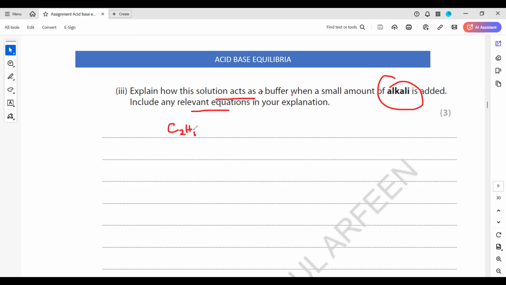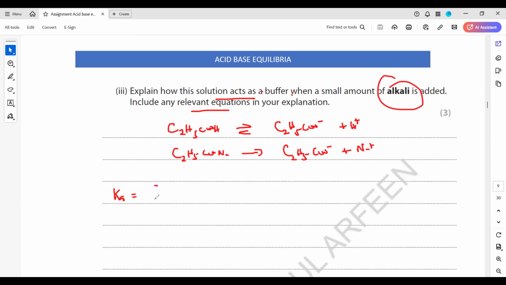So we have a weak acid, which is C2H5COOH, propanoic acid, and that will only negligibly dissociate into C2H5COO negative and H positive. And we have its salt, which is C2H5COONa, and because it will dissolve, it will completely dissociate into C2H5COO negative and Na positive.